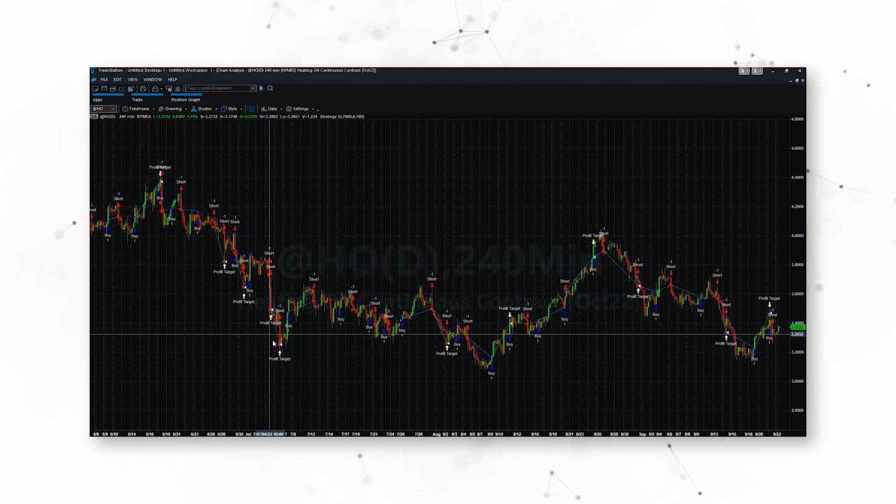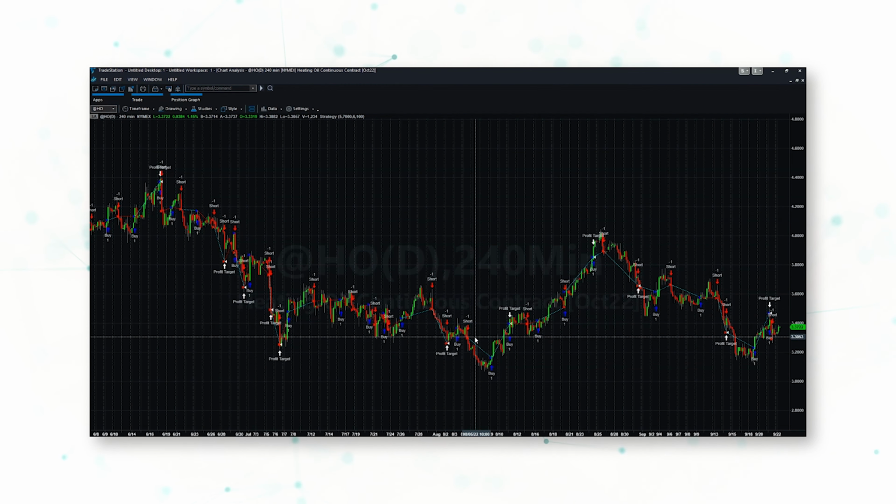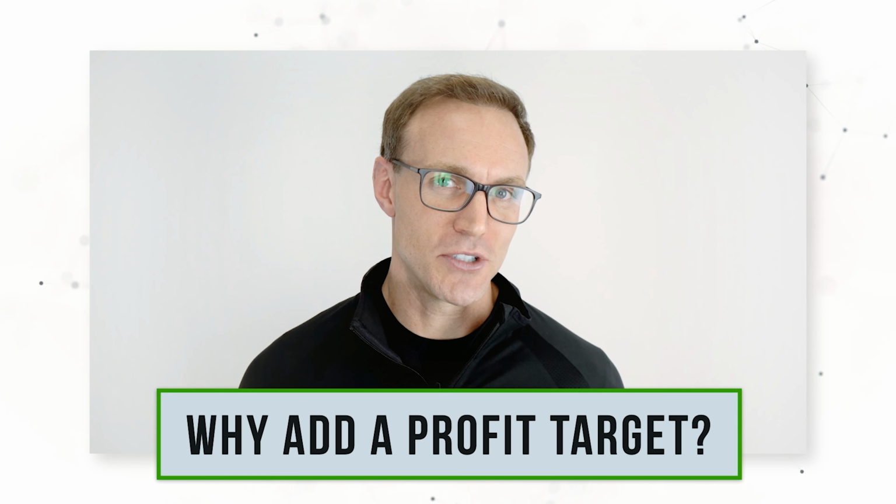The system will sell short, hit a profit target, go short again, hit another profit target, and so on. Now you might ask, why add a profit target to a trading system?